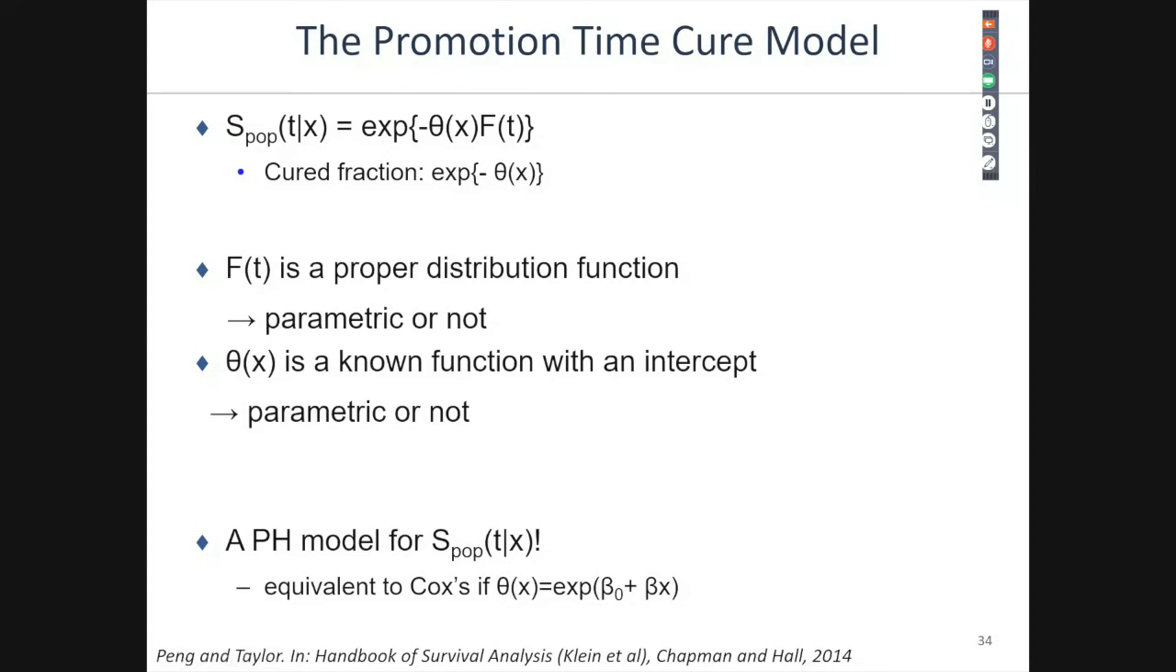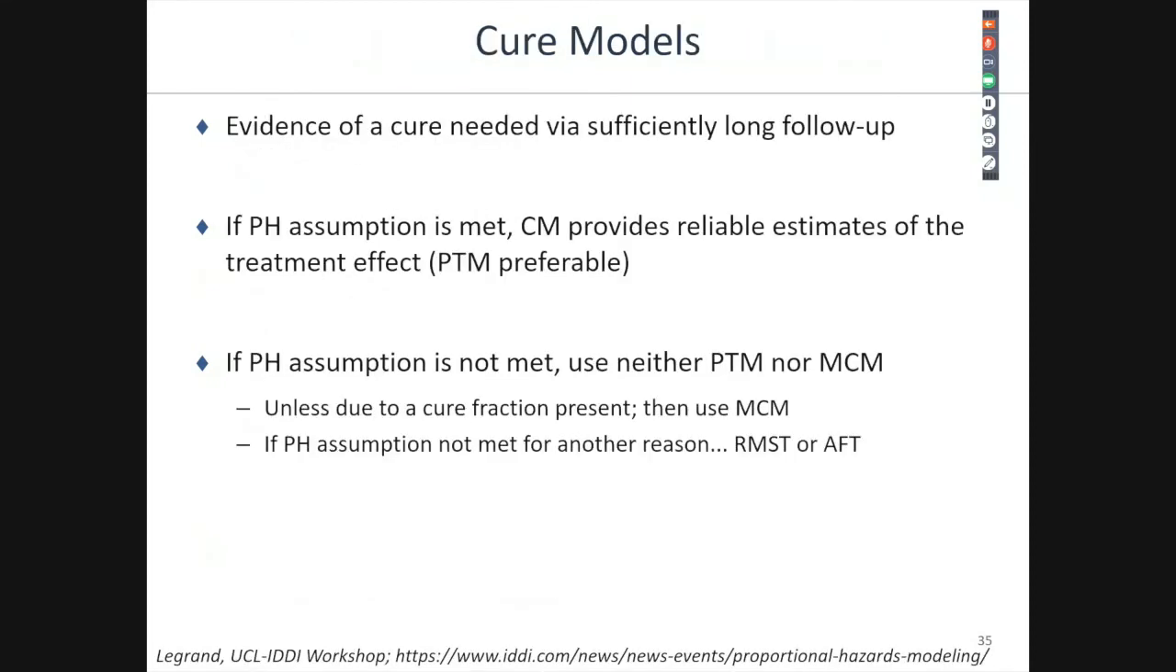So these models could be used in a situation where we could see this plateau in the tail of the survival function. However, the issue is that we have to have evidence of a cure via sufficiently long follow-up. So we have to have at least empirical evidence that, with enough follow-up, we see this plateau in the survival function, and we can be sure that the censored observations located in the tail of the survival function are perhaps few of them.